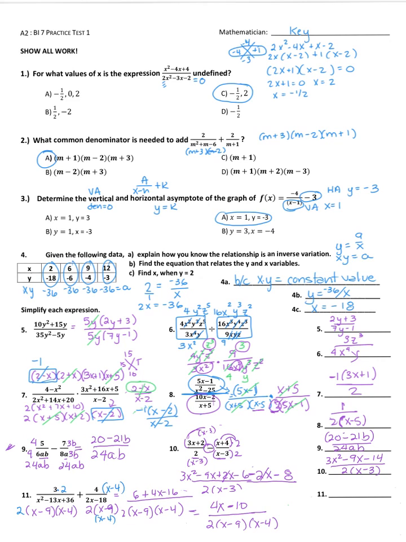However, there is still a common factor of 2 in this top, so I could pull out a 2, sorry about that. If I pull out the 2, I have 2x minus 5, so this 2 will cancel with that 2, so 2x minus 5 over x minus 9, x minus 4.